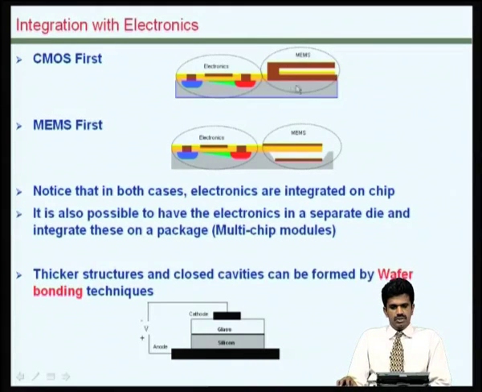As in surface micromachined structures, bulk micromachined structures can also be integrated with electronics. These could be integrated on chip or even at the packaged level as multi-chip modules. But in bulk micromachining, you can only have cavities as deep as the wafer thickness. When we want really thicker geometries, we look at possibilities of bonding multiple wafers and processing them further.